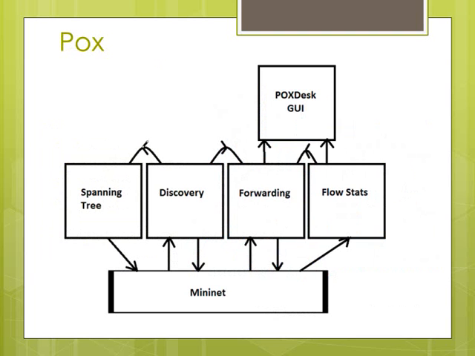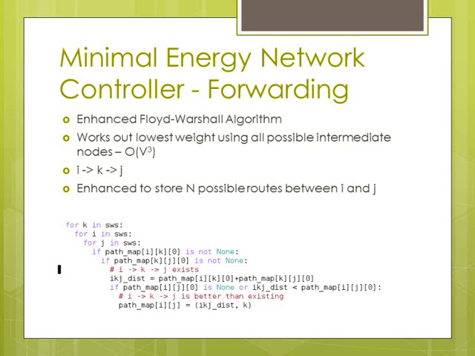I selected POX. Here you can see a rough layout of my controller with respect to Mininet on the bottom and POXDESK GUI on the top. My controller consists of four main modules. Discovery is only used at the start to send link state messages between all switches to discover the available links. Forwarding is the actual intelligent implementation of a controller and decides how packets should be routed through the network. Flow stats records the traffic levels being experienced by the network and reports back to forwarding. Forwarding is based upon a highly modified version of the Floyd-Warshall algorithm.